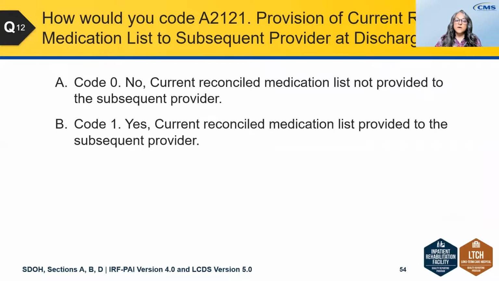Based on this scenario and response choices here, how would you code A2121 provision of current reconciled medication list to subsequent provider at discharge? Would you choose A, code 0, no, current reconciled medication list not provided to the subsequent provider? Code 1, yes, current reconciled medication list provided to the subsequent provider.